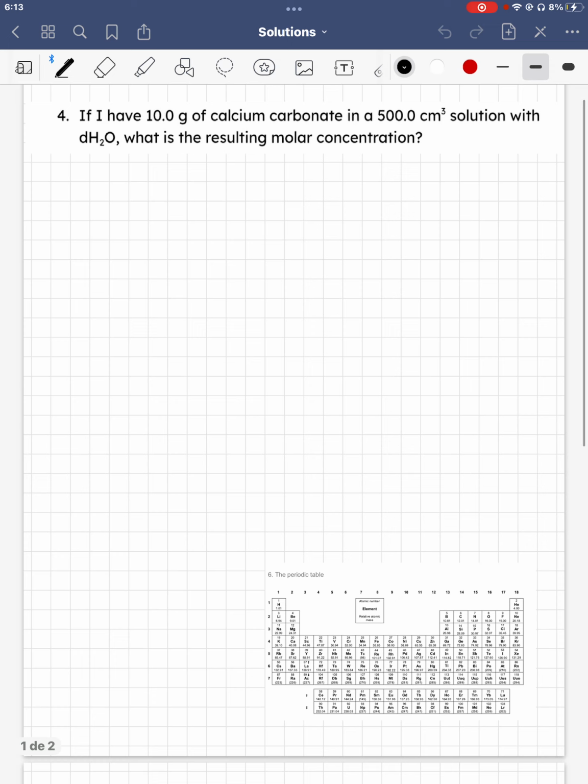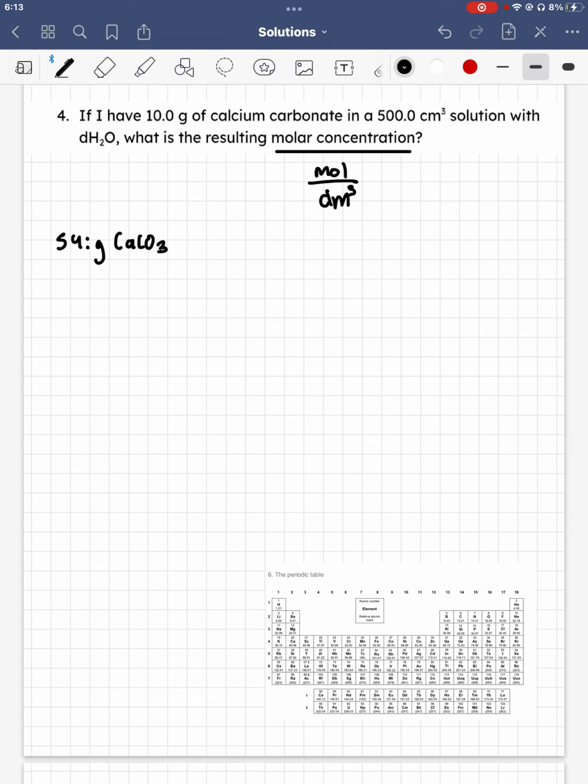Problem number 4. If I have 10 grams of calcium carbonate in a 500 cubic centimeter solution with distilled water or deionized water, what is the resulting molar concentration? All right, so molar concentration, the units are moles over decimeters cubed, and so that's my target unit. So my starting unit is grams of calcium carbonate.